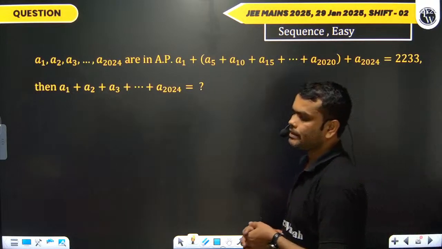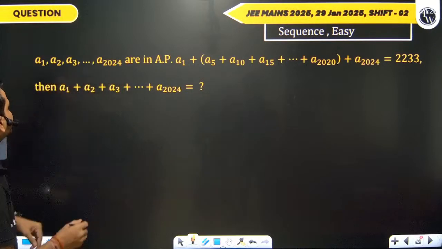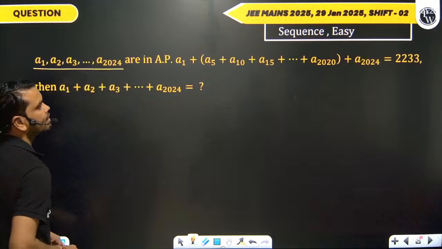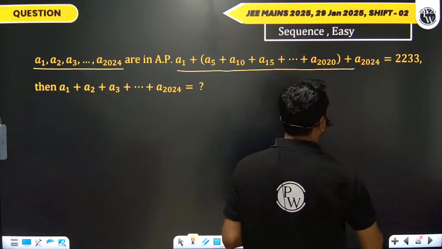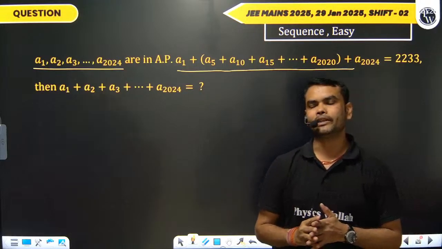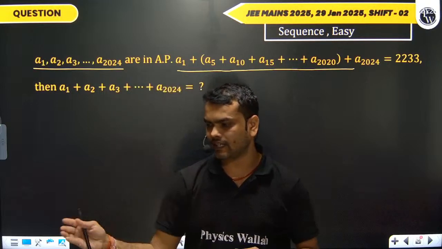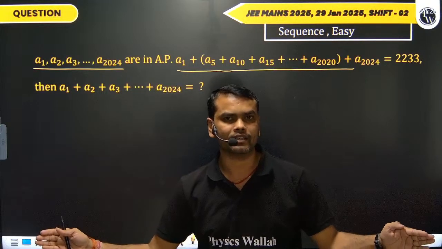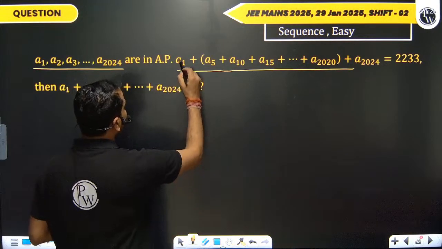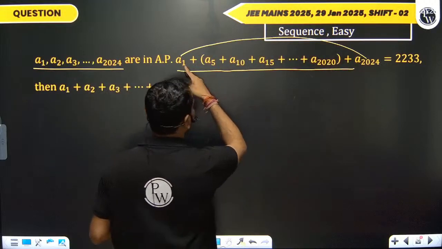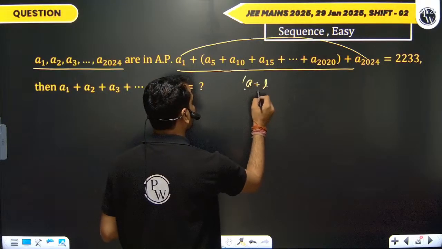Now, AP and GP, sequence and series question it is. If you want, you can try it as well. They have given one AP, and then they have given one equation here. So there is one property of AP. What is the property? Equidistant terms from the beginning and from the end, if you add them, their sum will always be constant. Means if you add the first term plus the last term, the sum will come, suppose it is A plus L.